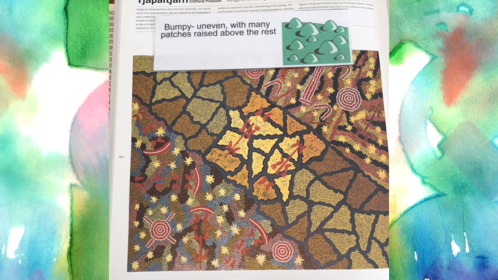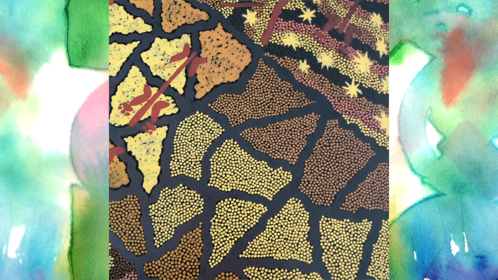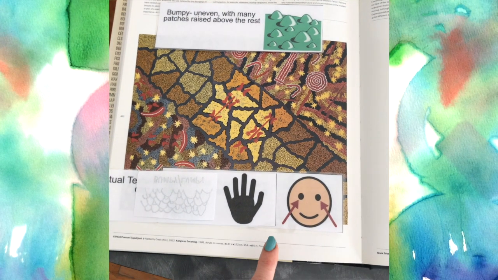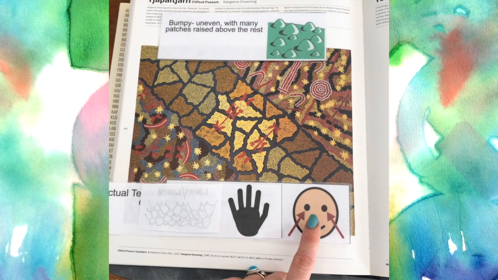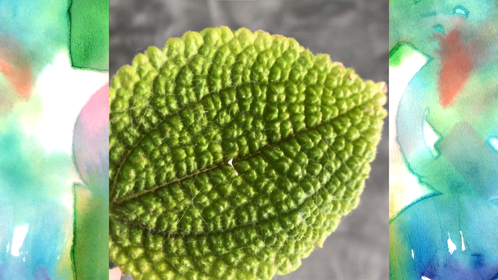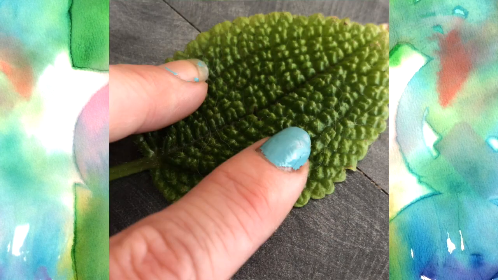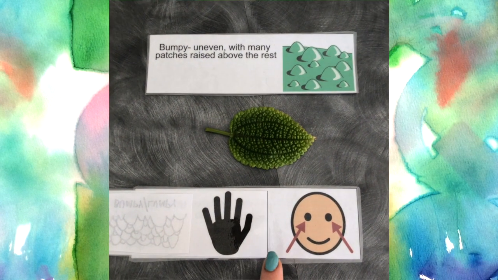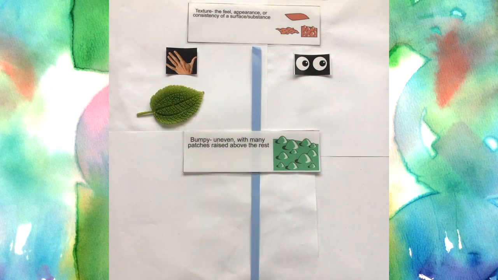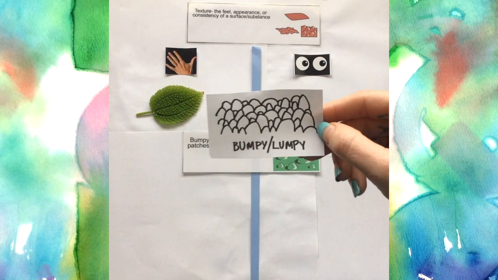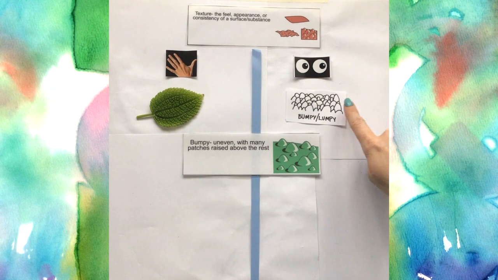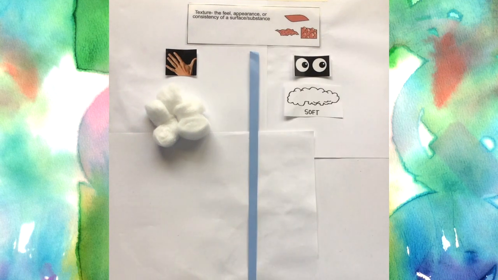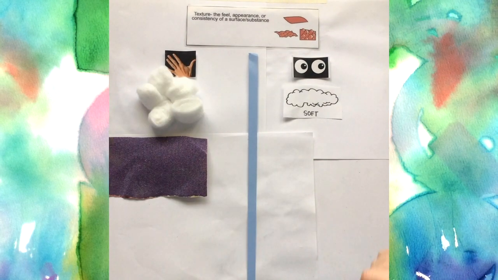In Kangaroo Dreaming, painted by Clifford Possum Jalpaljari, he created bumpy texture using paint. This is texture we cannot feel. It is implied. This leaf has bumpy texture you can feel. It's uneven with many patches raised above the rest. This is actual texture. Remember, that's texture we can touch. Our leaf is texture we can touch. Our bumpy illustration is texture we can see. Implied.